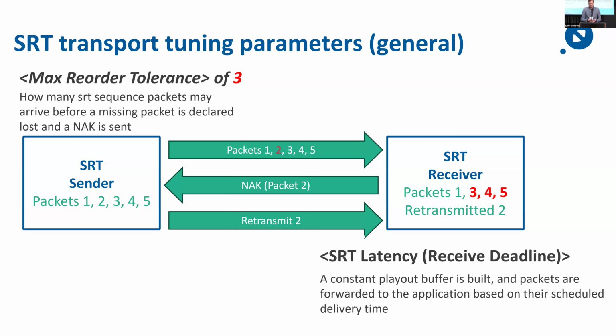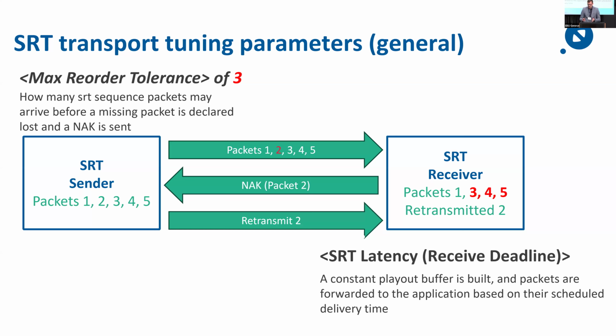For example, with a max reorder tolerance of 1, directly when the first packet after a missed packet arrives, a negative acknowledgement is sent, and then this packet is retransmitted. And with a max reorder tolerance of 3, the detection is delayed by 3 packets after a missed packet. So that's something you can tweak, how aggressive you want these negative acknowledgements to be.